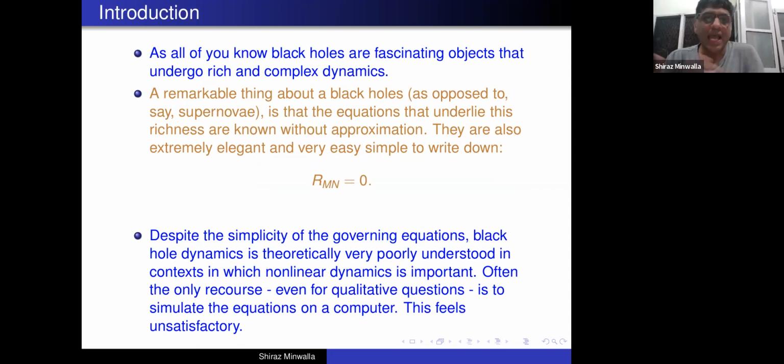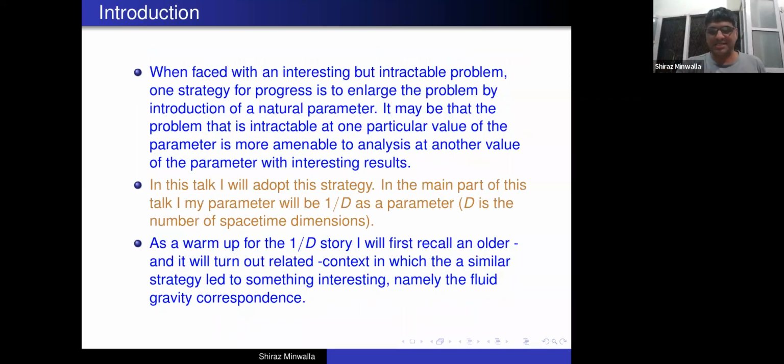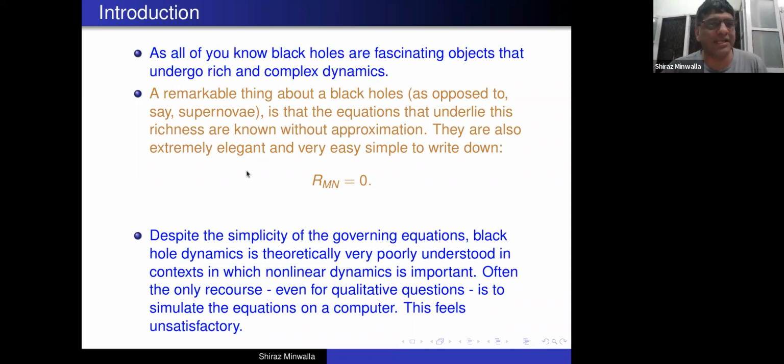Okay. So as all of you know, black holes are fascinating objects that undergo rich and complex dynamics. Of course, the world has many fascinating objects that undergo rich and complex dynamics. But a remarkable thing about black holes, as opposed to other such objects, for instance, as opposed to supernovae, is that the dynamics of the system is governed by a magnificently simple and precisely known and very easy to write down equation. And that equation is simply Einstein's equation in a vacuum, namely R_mn is equal to 0. So despite the apparent simplicity of this equation, the ease with which we can write it down, the dynamics of black holes in nonlinear regimes is very poorly understood.